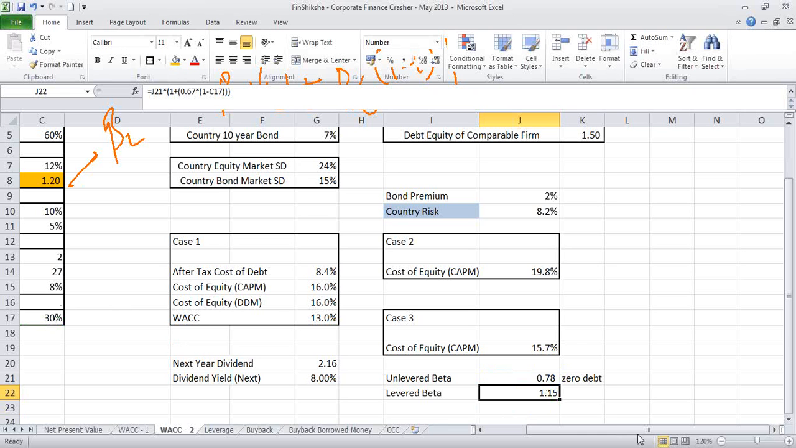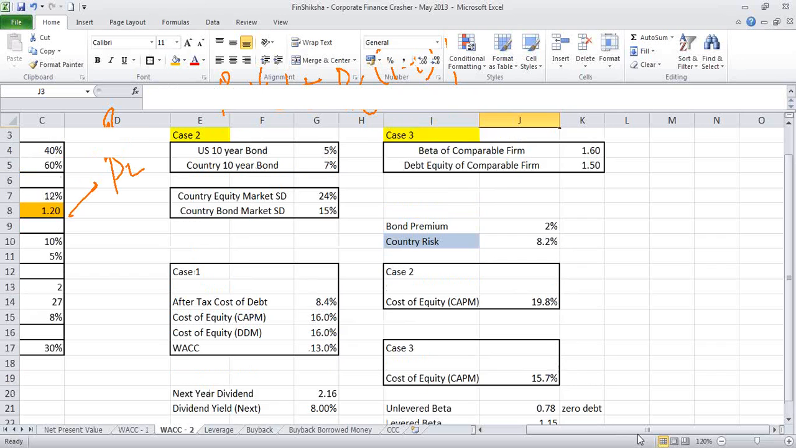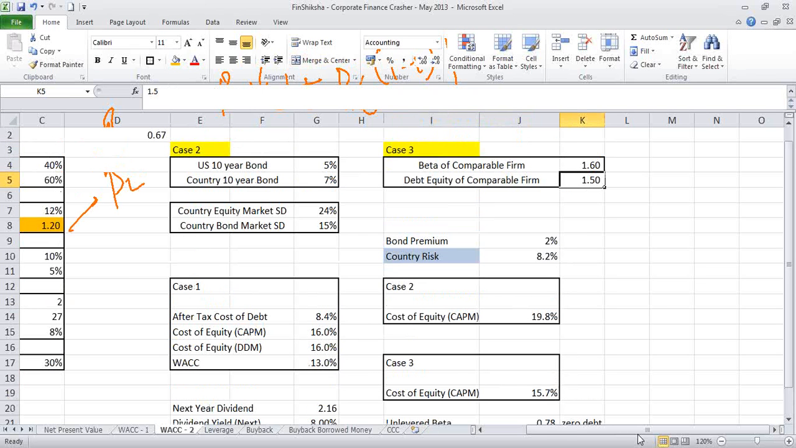Because our firm has a debt equity of 0.67 as against the comparable firm's debt equity, which is 1.5, the beta of our firm is lower, in which case you can calculate the cost of equity using the new beta that we have just calculated. 15.7% would be the cost of equity using the new beta that we have just calculated.